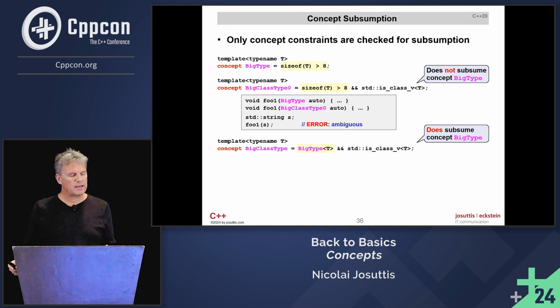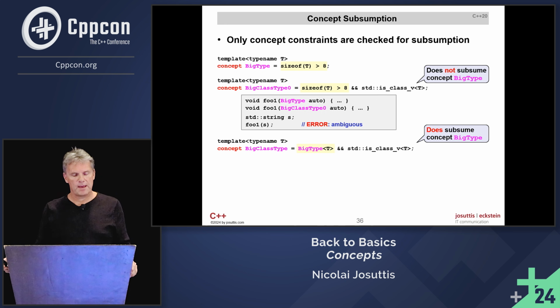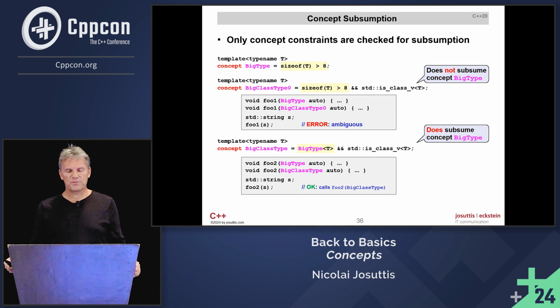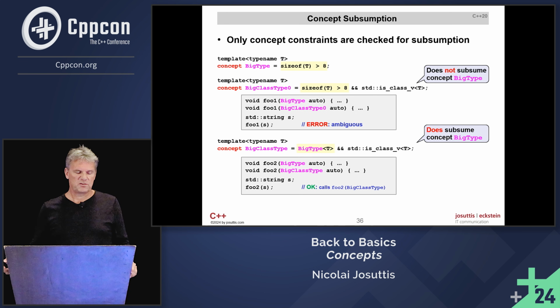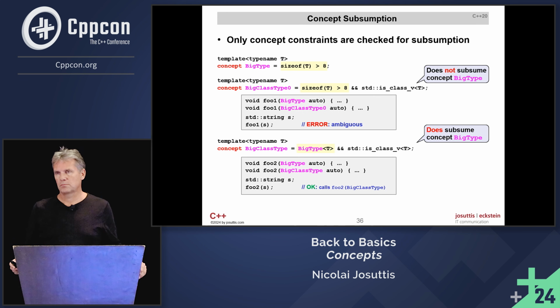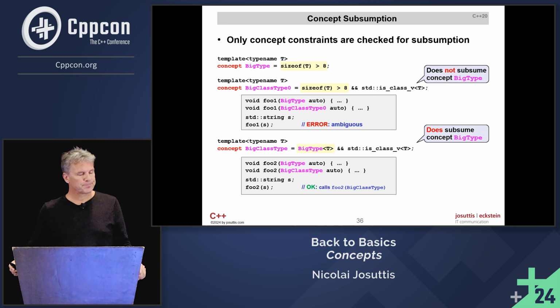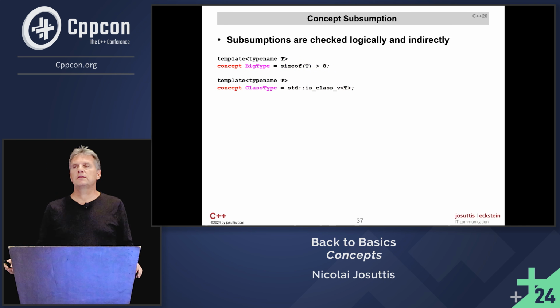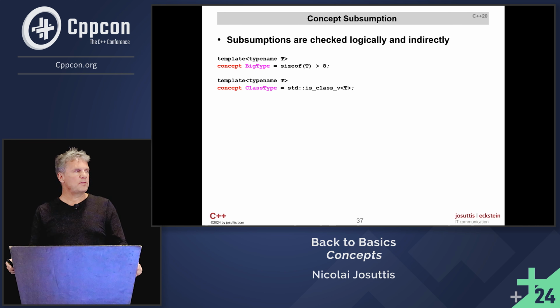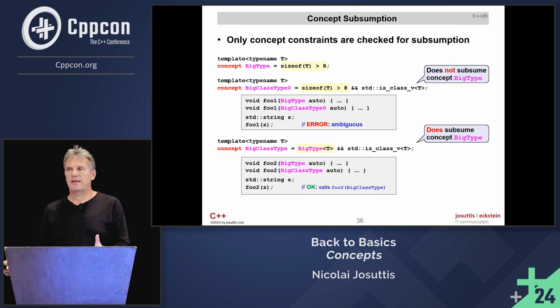But if you say big class type is big type and in addition a class type, this does subsume the concept big type. So now if you have both foos here, the ambiguity will be resolved, because foo2 is more special than foo1 if both things are met. That is done logically and indirectly. So it's not only that we see this textually as an extension.